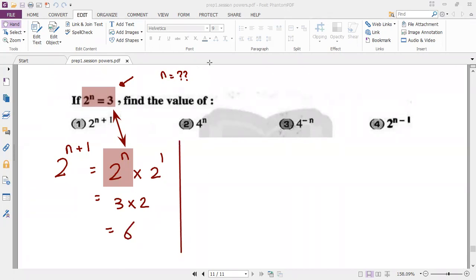The next. I want to get the value of 4 to the power of n. So 4 to the power of n, we can write instead of 4, 2 to the power of 2, all raised to the power of n. Because 2 to the power of 2 is 4. Instead of 4, I wrote 2 to the power of 2.